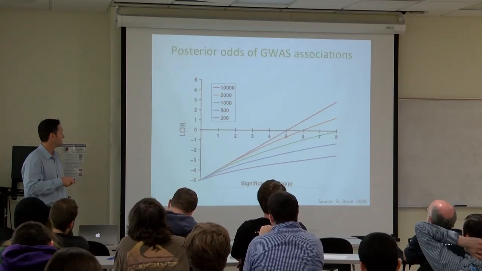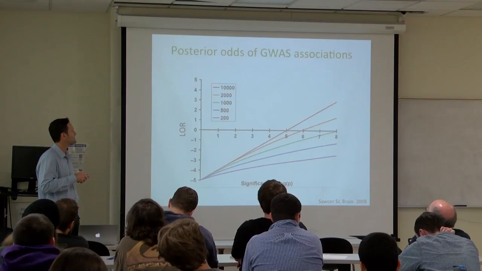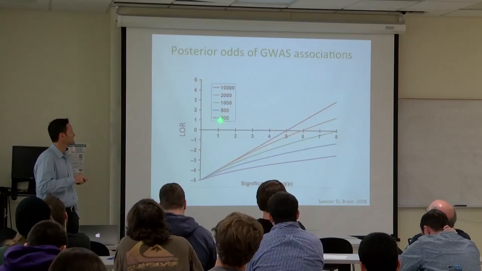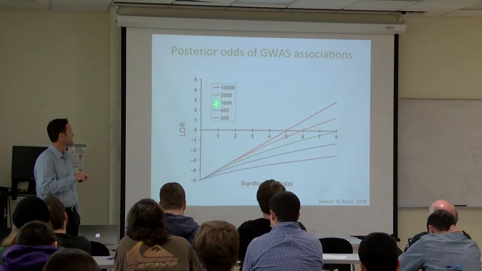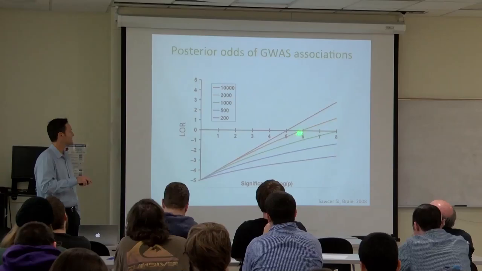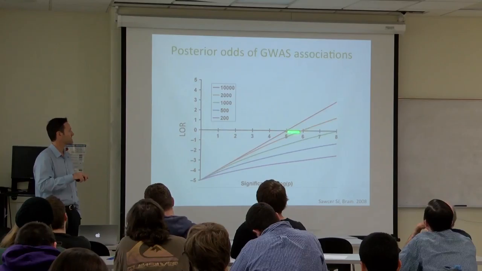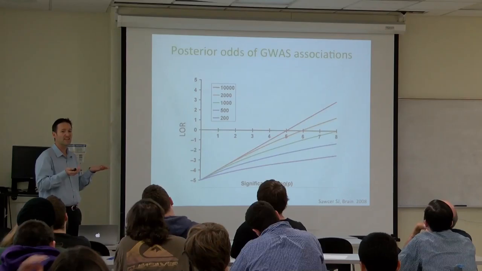So this is a fairly complicated figure. It's a power calculation. The one thing that I would like to mention about this is that depending on the sample size of your study, you can trust your results more or less. For example, if you have a sample size of 1,000 patients, even if you have a p-value of 10 to the minus 8, the log of the odds ratio is basically zero, meaning it is almost equally likely to be true as false.